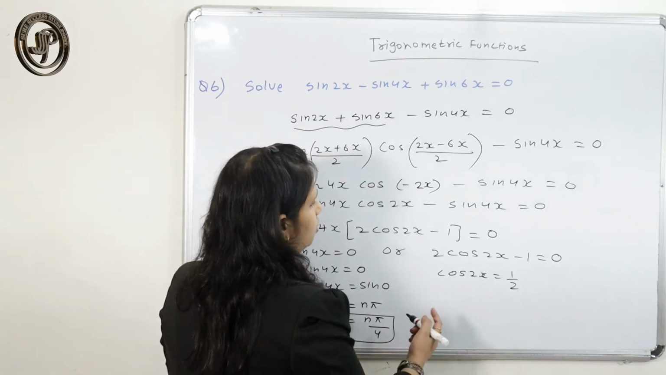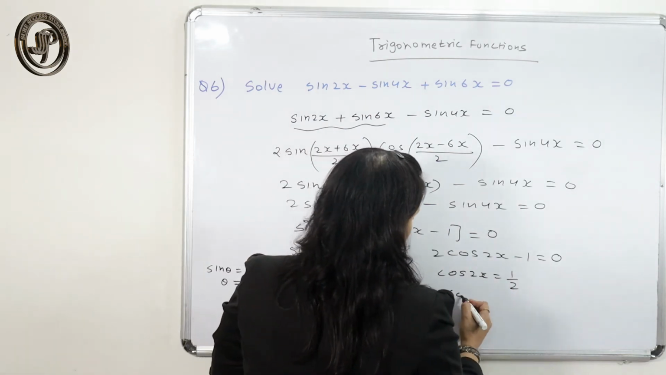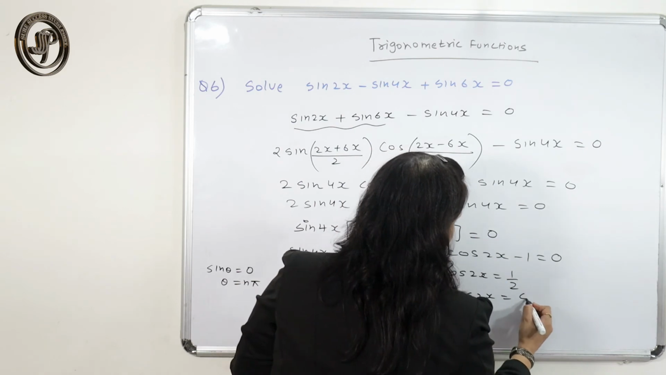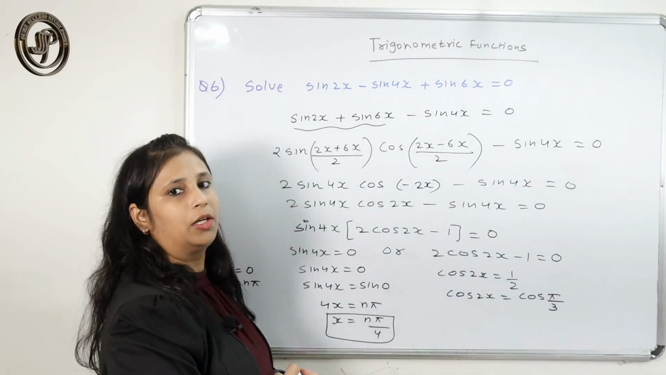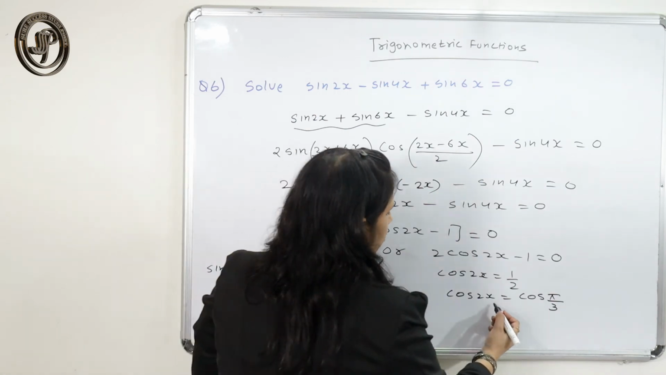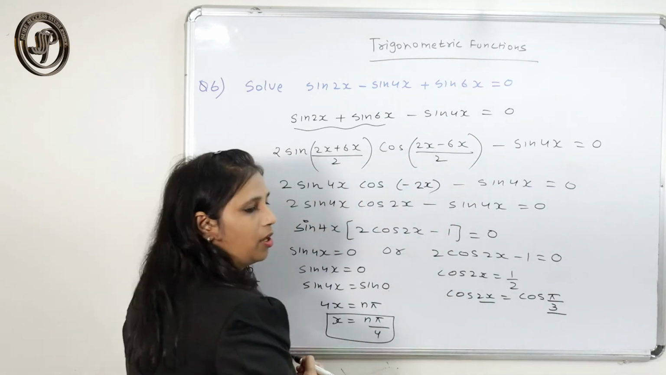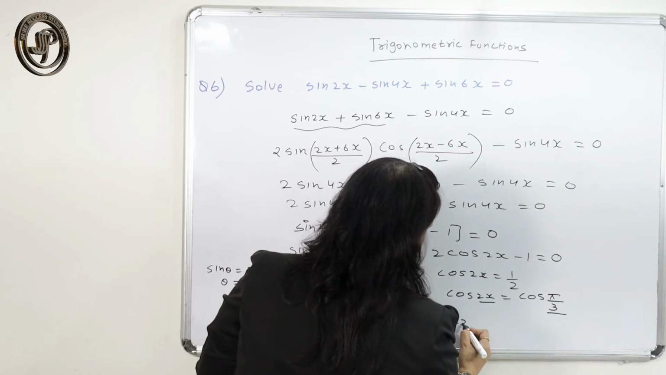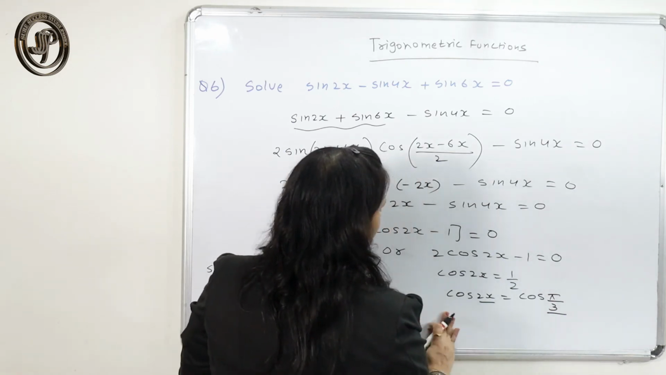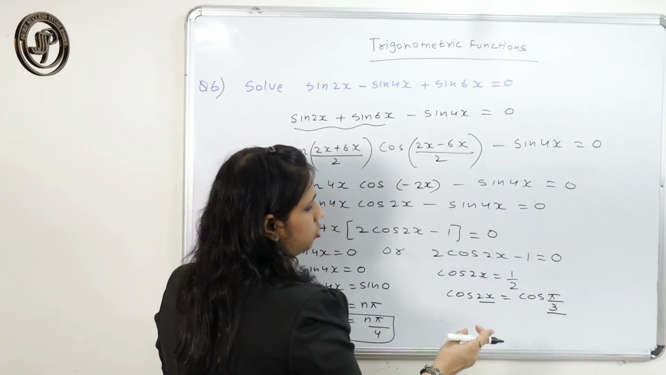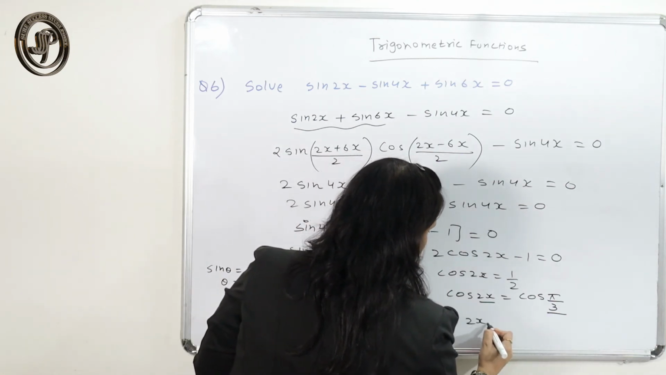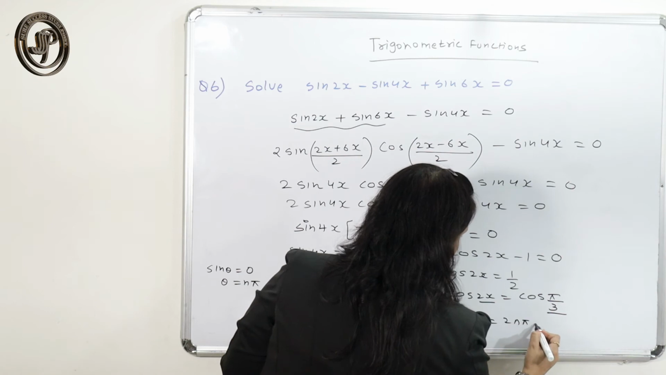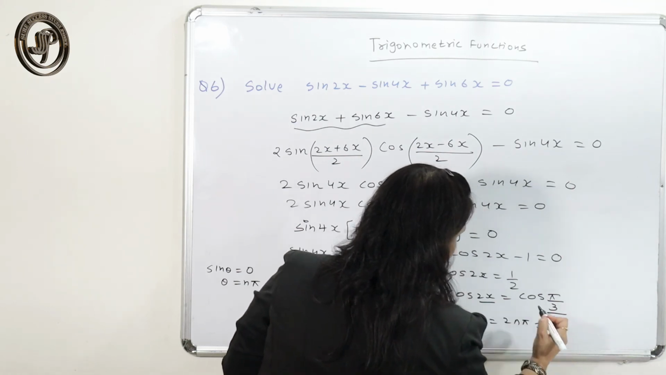The next solution is cos x is 1 by 2. Same way, you just have to solve cos x is 1 by 2, on cos pi by 3. Cos pi by 3, cos 60 is 1 by 2. This is your theta, this is your alpha. So 2x is equal to, so how can we do this? Theta is equal to alpha. So cos theta is equal to cos alpha, then theta is equal to 2n pi plus minus alpha.